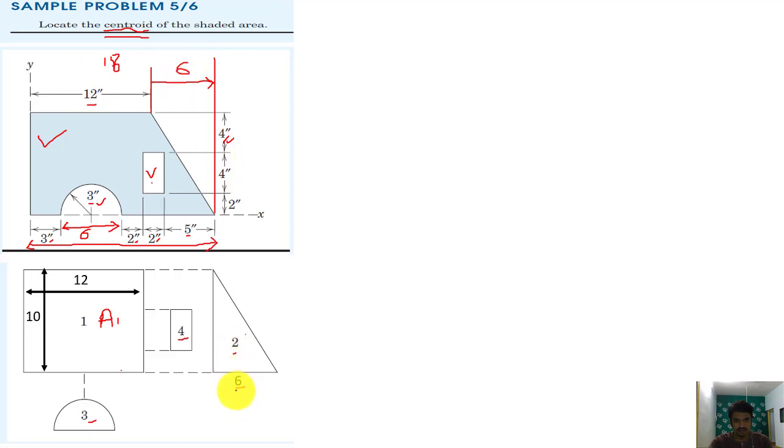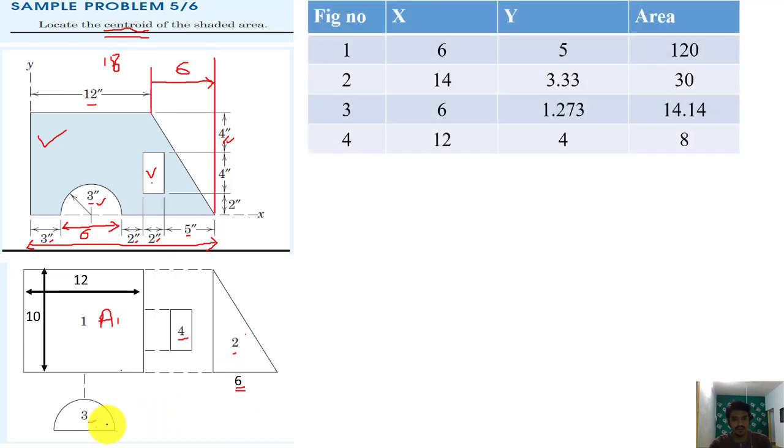I write it here. Then this semicircle. So we can divide the figure like this and we can make a table. For a little bit easier calculation I have made this table. You may use this table or you may not, but I prefer to use this table in all numericals of the centroid. It will be a little bit more systematic.